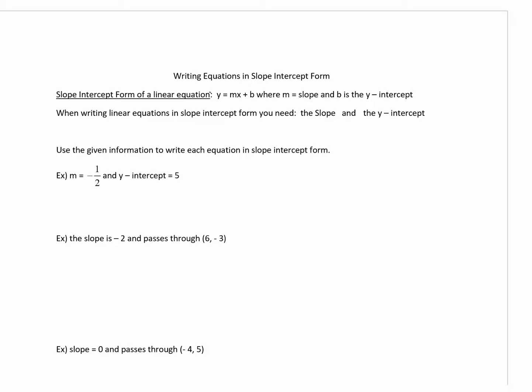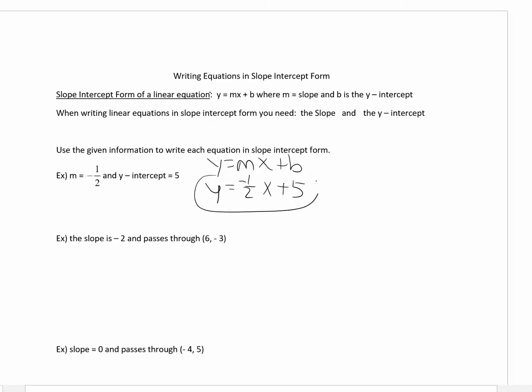Well, because we're given both the slope and the y-intercept, we can write this out quickly. The only thing that changes every time is the slope and the y-intercept. The y will always be here, and the x will always be here. Okay, let's take a look at the next example.